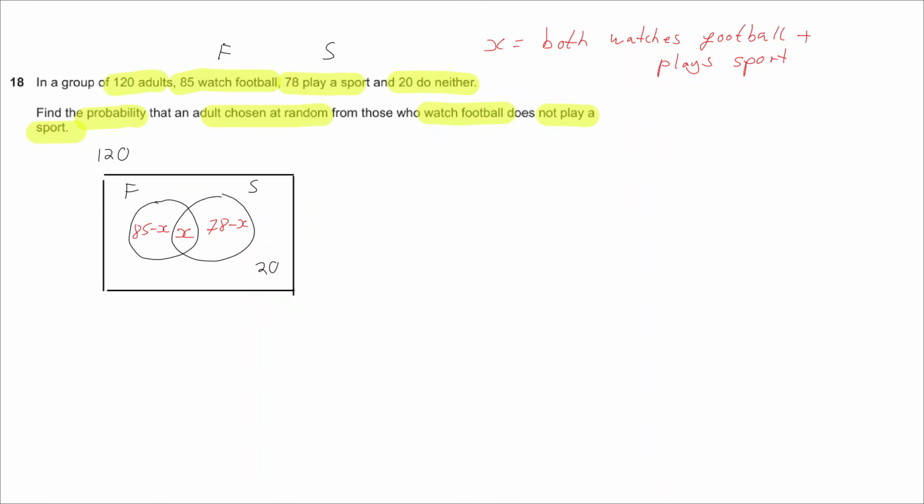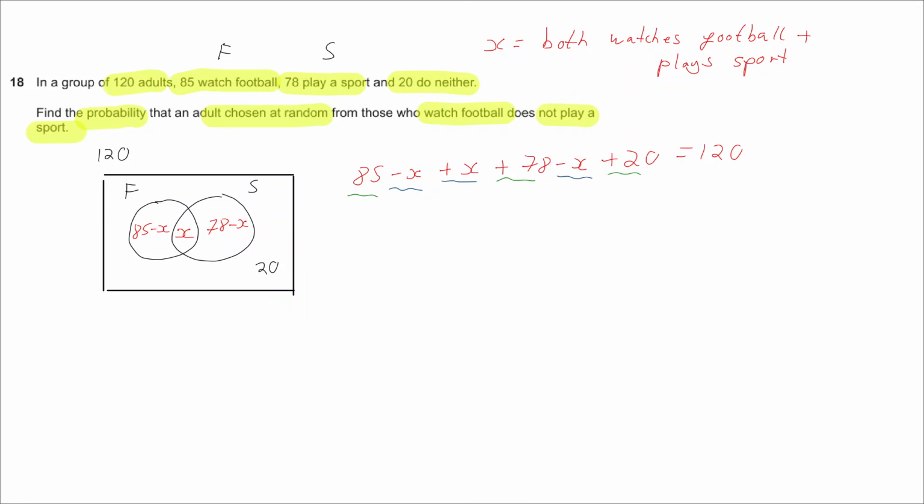And now we can form an equation to find X, and this will be useful for later on. So let's add all of these up, and it's going to be equal to 120. So 85 take away X, that's just football, plus X, which is both, plus just sport, which is 78 take away X, plus the neither, 20, must equal a total of 120. Now this is collecting like terms. You've got a minus X, a plus X, another minus X, and you've also got 85, plus 78, and plus 20.